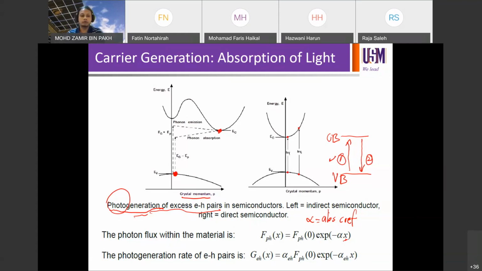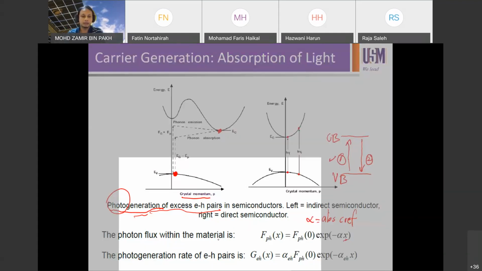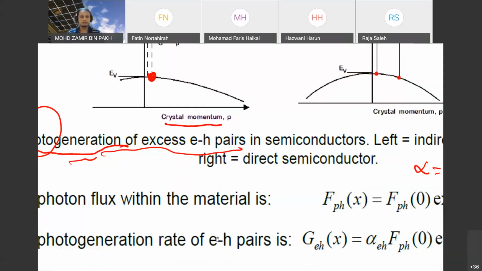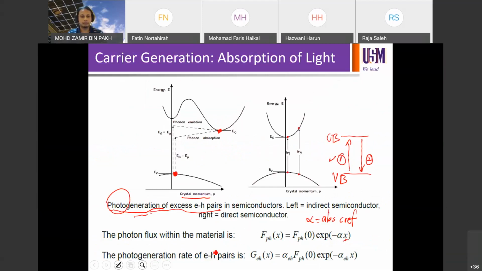Remember, photo generation rate is the creation of electron hole pairs. So we call it a generation process. That's why in this topic we call it generation and recombination. Generation is when we have transition number 1 on the left, where the valence electron is excited into the conduction band, and recombination is the opposite process.